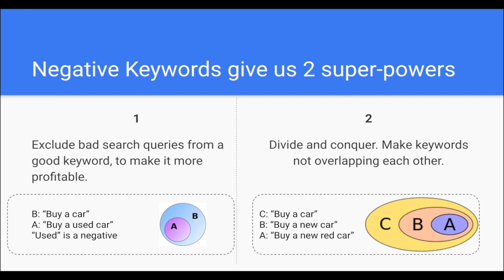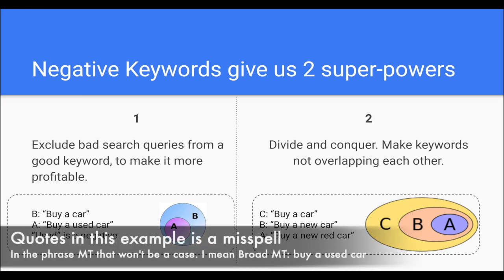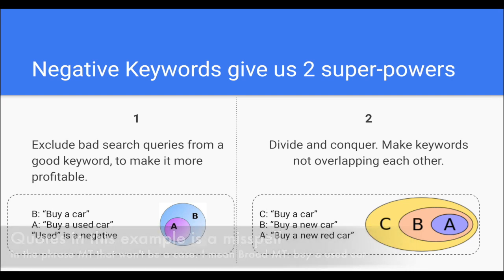So, just a little bit of visualization here. The first type is excluding something that already exists in another keyword, or excluding something that is not relevant for us. For example, we sell a car, but we don't sell a used car, and buy a used car is a subset, something that is also included in buy a car. We just add used as a negative to buy a car. In that case, anybody that is looking for used cars won't see our ads.